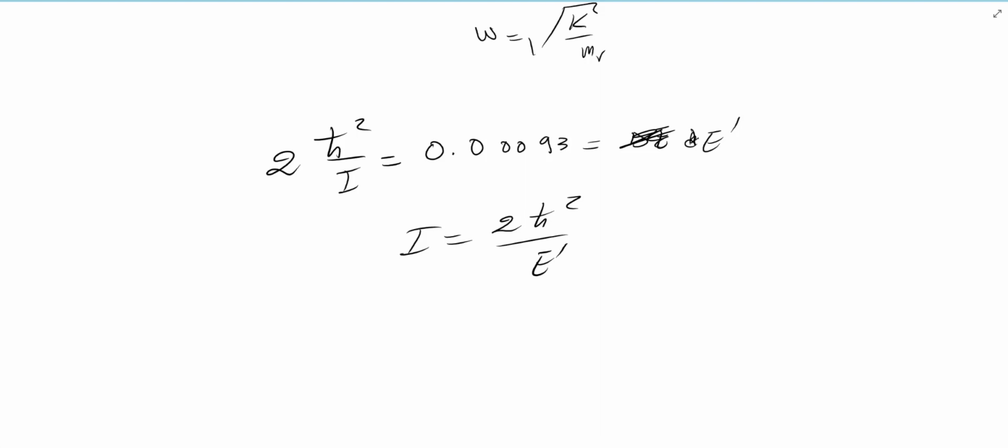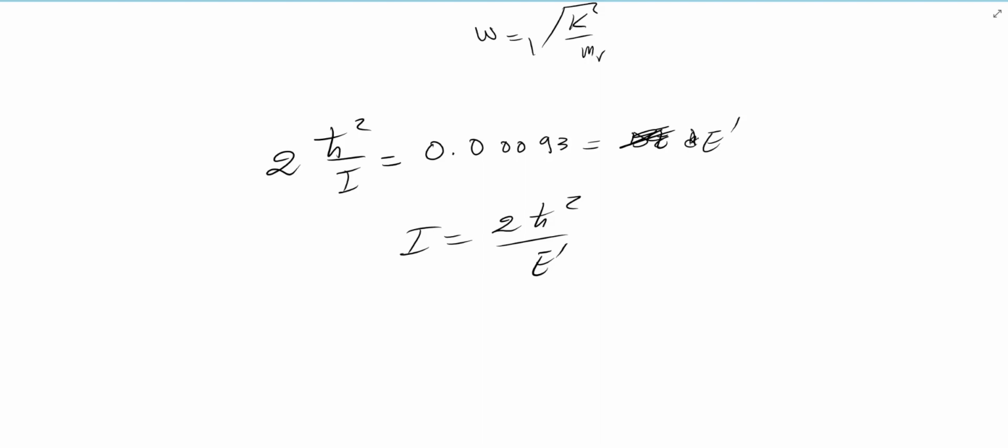So let's get that number in here. 2 times 1.357. We need to open parentheses because we're going to square this number, so we better be ready for the squaring. 10 to the negative 15, squared.